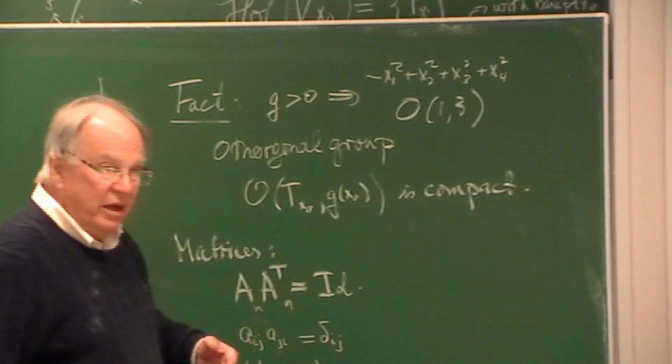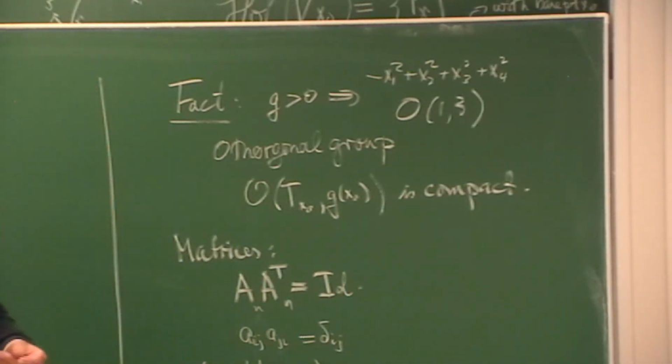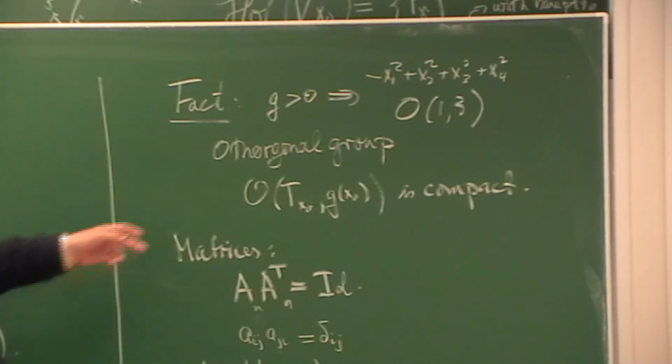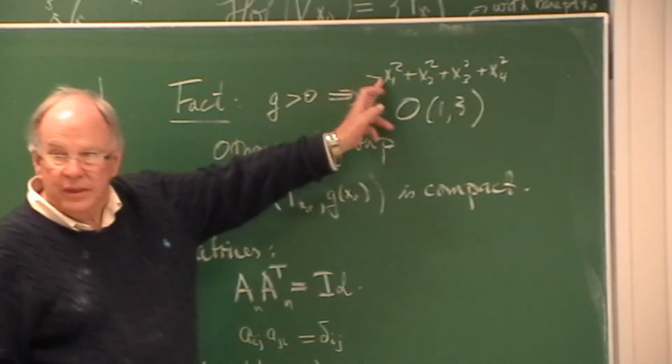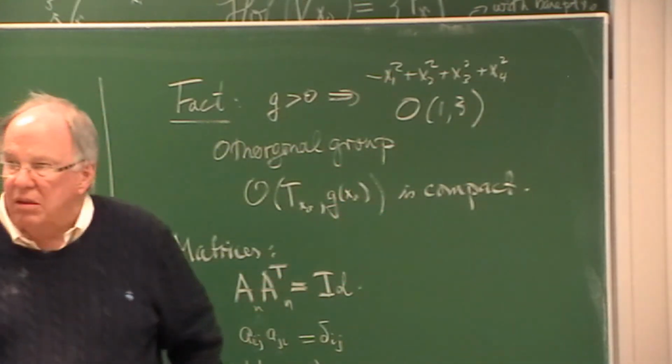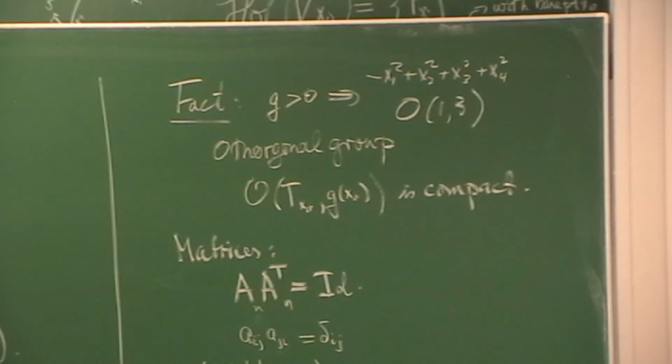So if you have an honest-to-God metric in the math sense of linear algebra, it's positive definite, and the group is compact. The holonomy group is compact. But if you have a pseudo-Riemannian setting, the holonomy group may be non-compact.